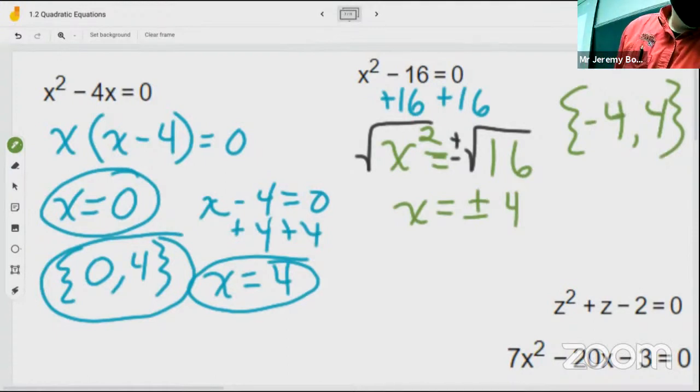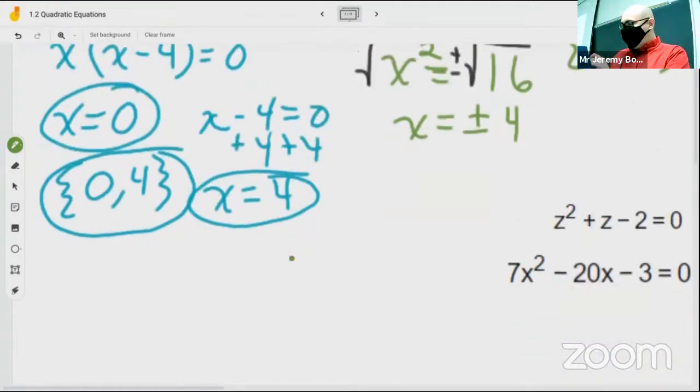So that one you can work out two different ways. Either way is about the same amount of work. Either way you want to do it. The quadratic formula will take a little bit longer. Any questions on that one?